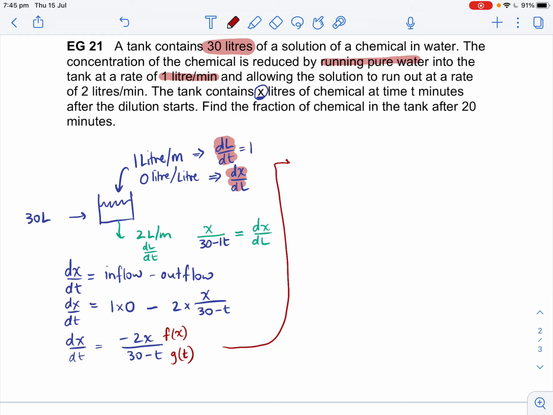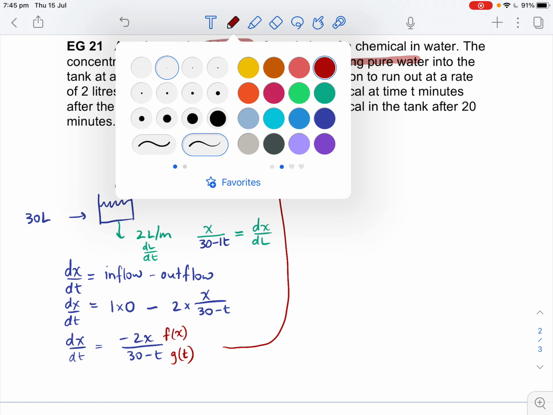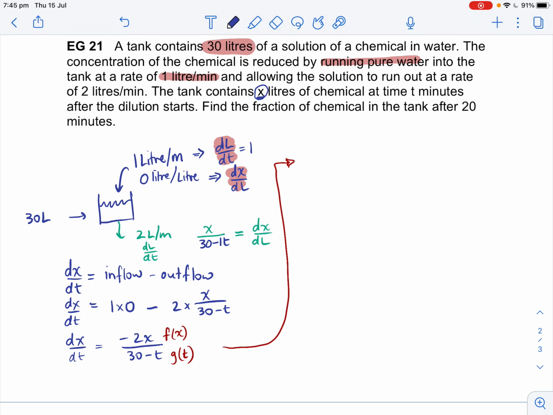Alright, so let's now try and solve this problem. We can find a solution by separating my variables even further. I'm going to bring the 30 minus t to the left-hand side of the equal sign, and I'm going to leave the negative 2x on the right-hand side. I'm going to find the integral of each side.